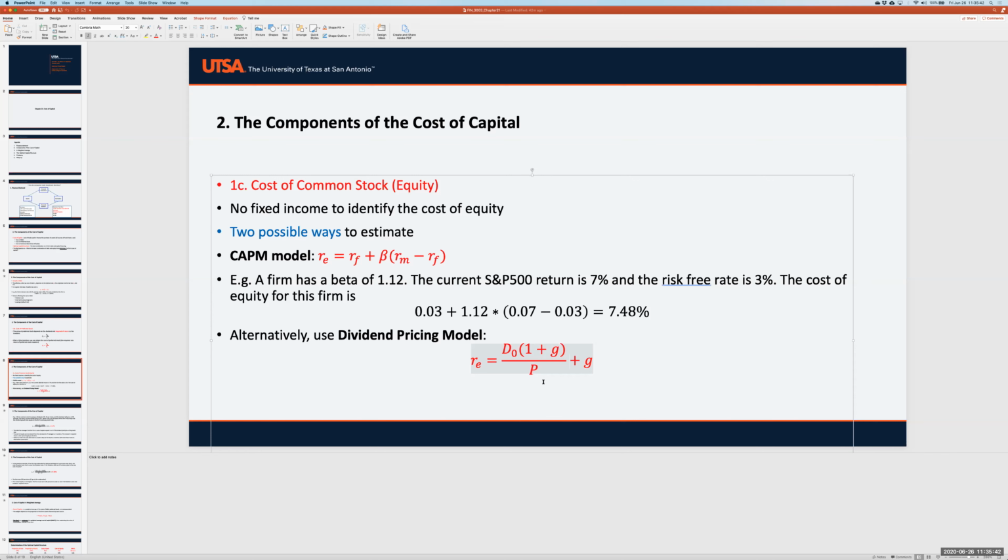And if you manipulate the P, write the P on the left side and write RE minus G as the denominator here, you will remember the formula for the price of the common stock, right? Which is dividend multiplied by 1 plus G, which is the dividend payment at time T1, over the cost of common stock minus G. So just a simple manipulation and we find our RE value.